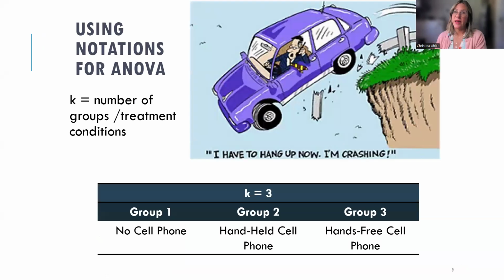So let's start breaking down how those notations work. Group 1 is no cell phone, group 2 is the handheld cell phone, group 3 is the hands-free cell phone. So there are 3 conditions, or 3 groups as we call it. K is the number of groups or treatment conditions, so in this case, K equals 3. The factor is just cell phone usage, that overall term, but there are 3 conditions or 3 levels within that factor.